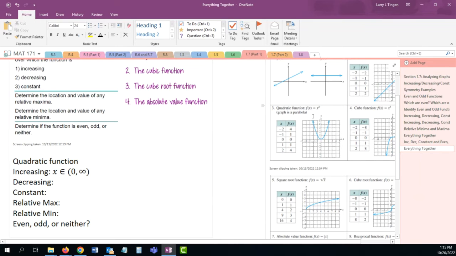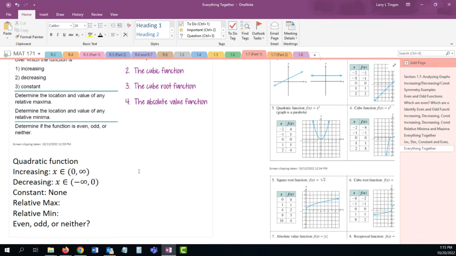Where am I decreasing? Well, I stopped decreasing at 0, and where did I start? I've been doing it forever. So the decreasing interval, instead of positive infinity, starts at negative infinity and goes until 0. And then where am I constant? This function's never constant, so there's none. You can just put none there.